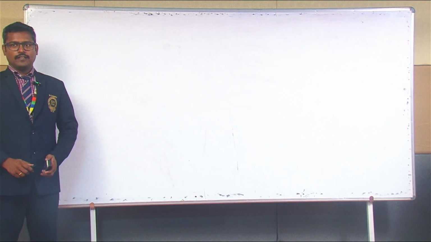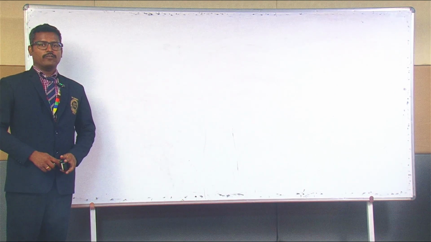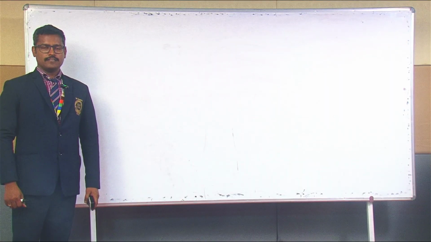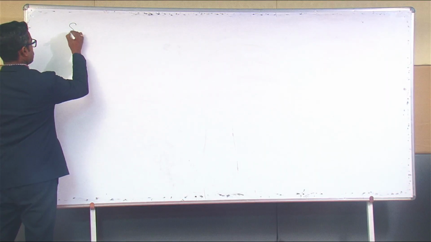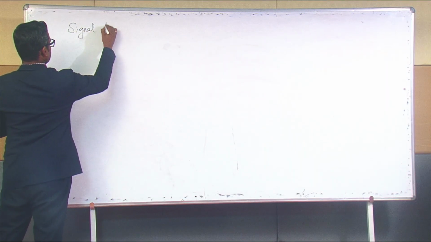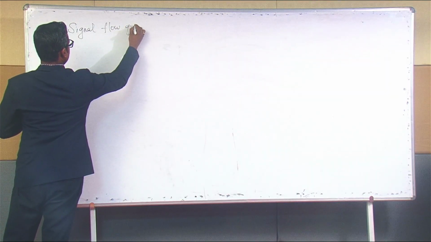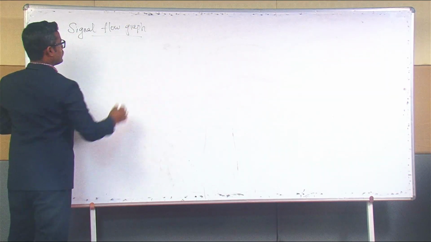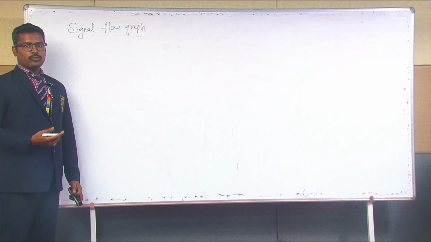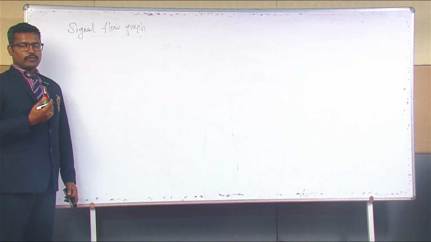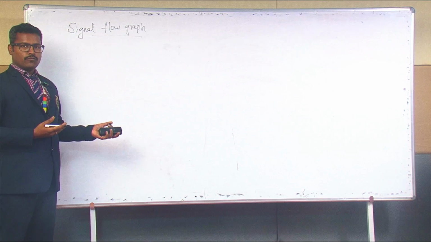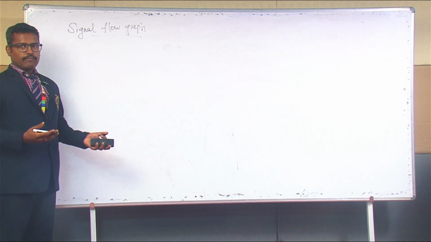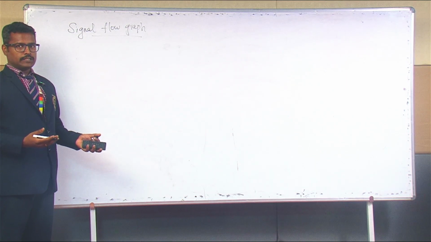Okay, good morning. The next topic we are going to discuss today is a signal flow graph. Okay, what is meant by signal flow graph? Signal flow graph. So the name itself tells you that the signals which are flowing in a control system can be represented graphically. Okay, so a flow graph is nothing but a graphical representation of a control system.